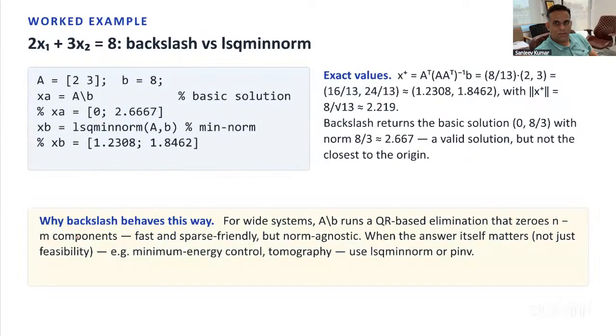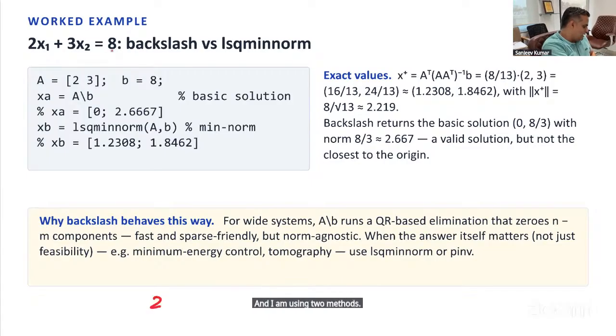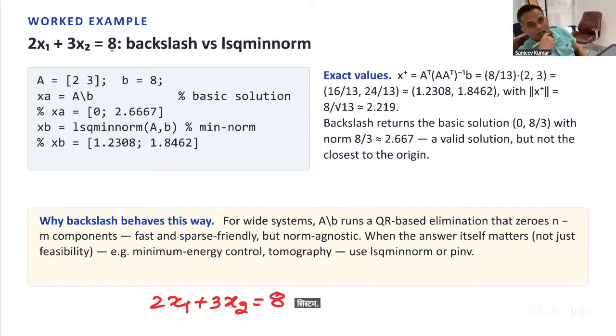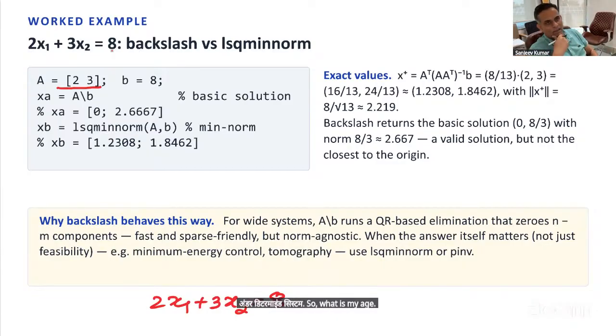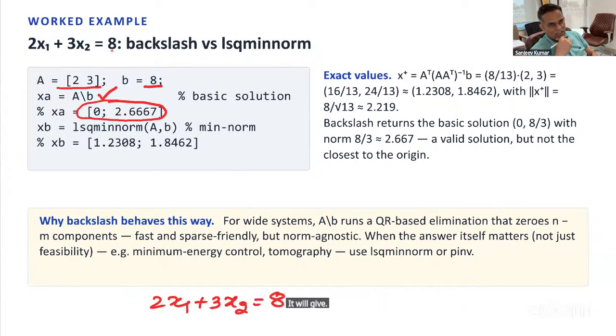So this is one example of solving 2x1 plus 3x2 equals 8, and I am using two methods. The problem is to solve this. It is an underdetermined system. So what is my A? A is the coefficient matrix [2, 3]. On the right hand side, only one equation, so B equals 8. One way is using the backslash operator, and it will give you the solution itself.